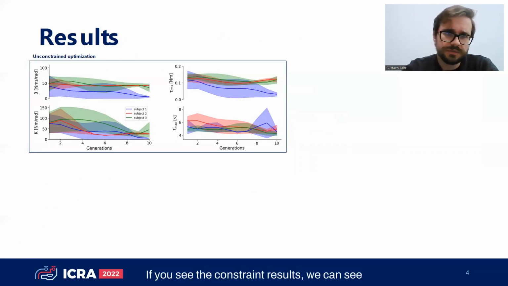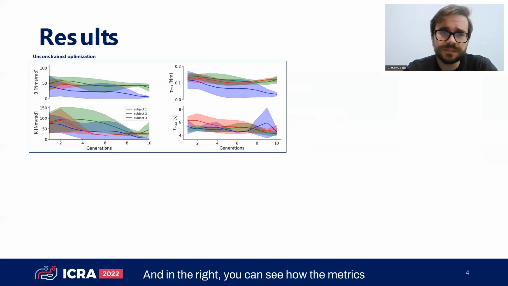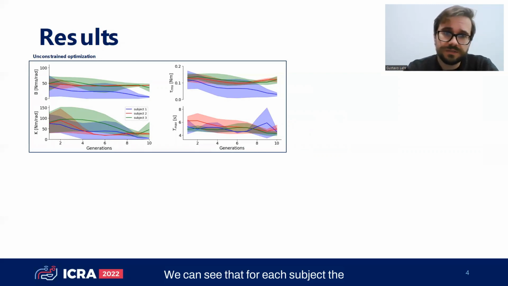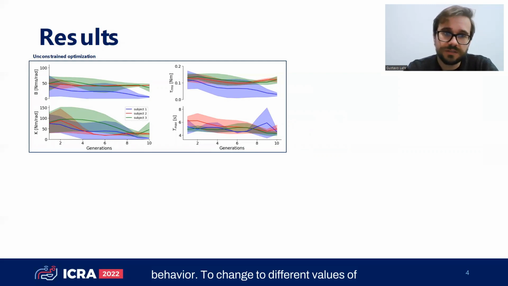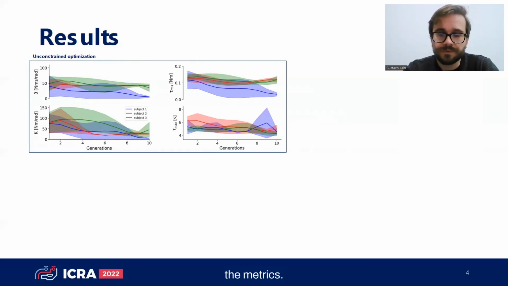If you look at the unconstrained results, we can see on the left the admittance parameters, stiffness at the bottom and damping on the top. On the right, we can see how the metrics developed through the generations. This is an average over 10 generations, 5 trials for each generation, and 3 subjects. We can see that for each subject, the controller is capable of changing its behavior, changing to different controller values and achieving different values of the metrics.